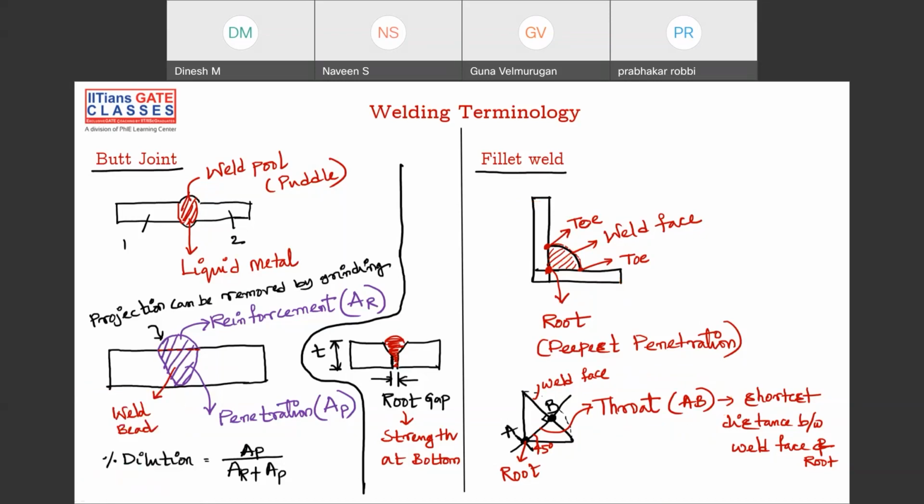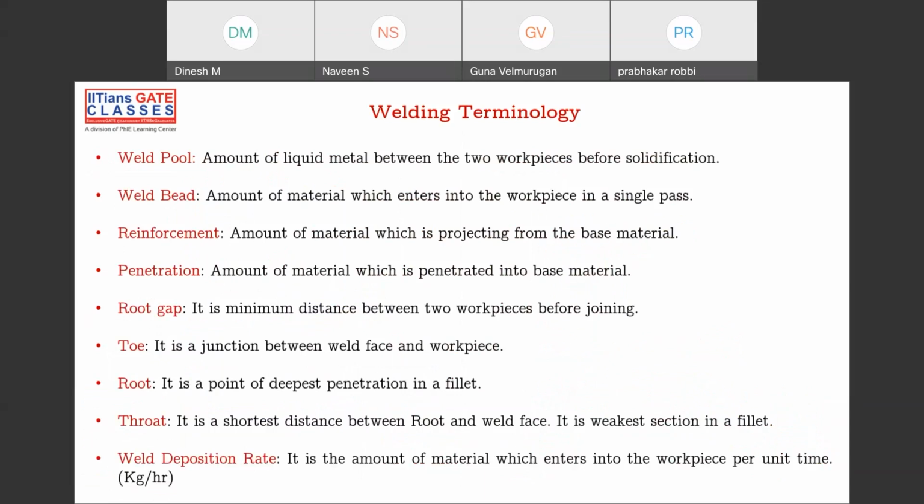And I tell you again, if machine design classes are going on, this throat, root, all these things will be discussed in machine design as well, because you have to design all this welding, the strength of the weld. You have to design all these things in machine design. Okay, fine. So all the things whatever I have discussed are written in words here.